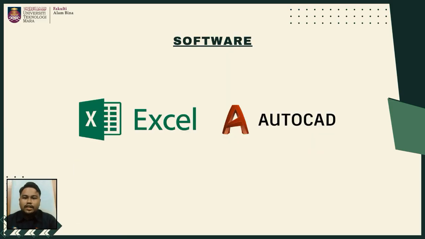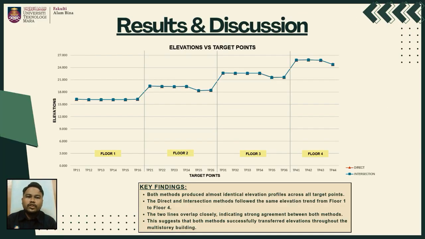For the software, there are two types of software that were used. First one is Microsoft Excel to sort all of the data that have been taken at the site. Second is AutoCAD 2025 that is used to give an illustration based on the data that have been taken. Now, we will move on to the results and discussion.